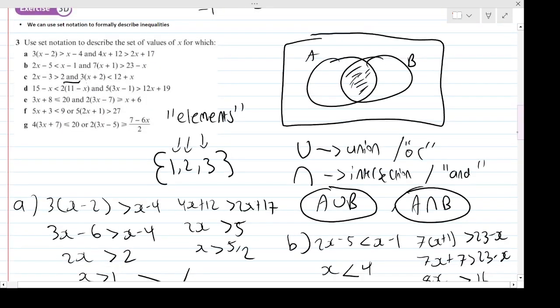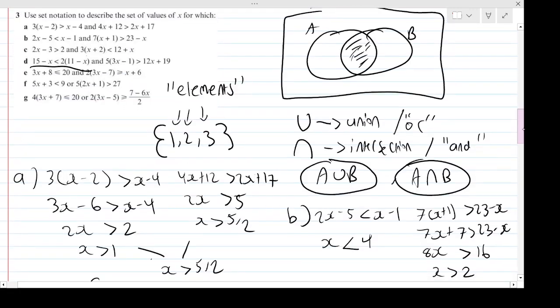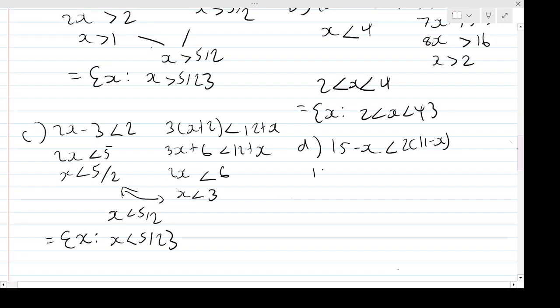Yeah, there we are. 15 minus x less than 2 lots of 11 minus x. Let's expand this. So 15 minus x less than 22 minus 2x. Then I'm going to add 2x to both sides, so I'm going to have x plus 15, and I'm going to move the 15 to the other side to then get x less than 7.